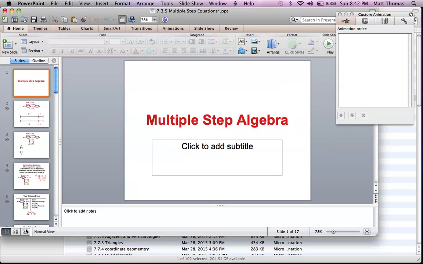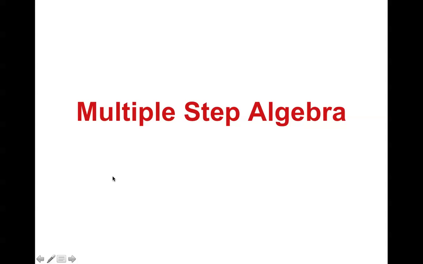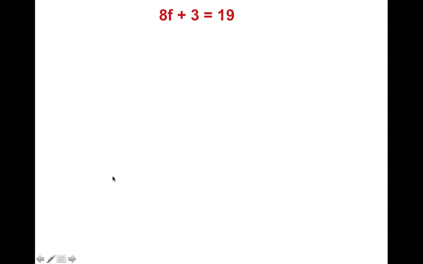Multiple step algebra equations. We're going to start off with a two-step equation. Let's see if I can help you guys out. So notice I've got 8f plus 3 equals 19. So my goal is to figure out what is the variable, what is the number I don't know. In some of the other problems, when it's only a one-step equation, it's fairly intuitive to know how to be able to just guess what this number is going to be.